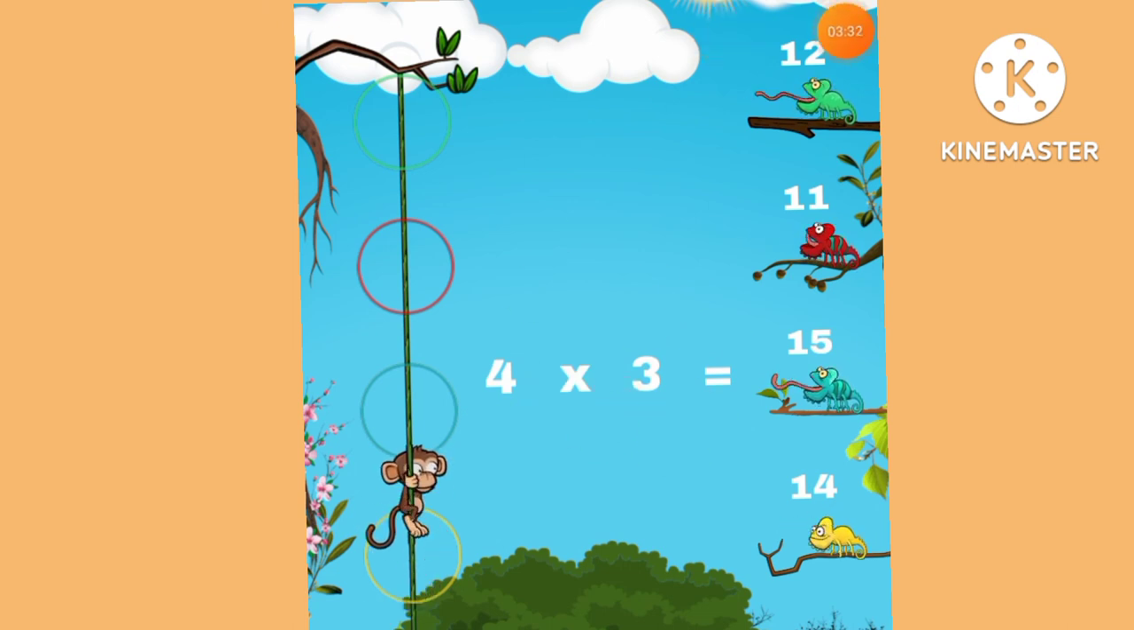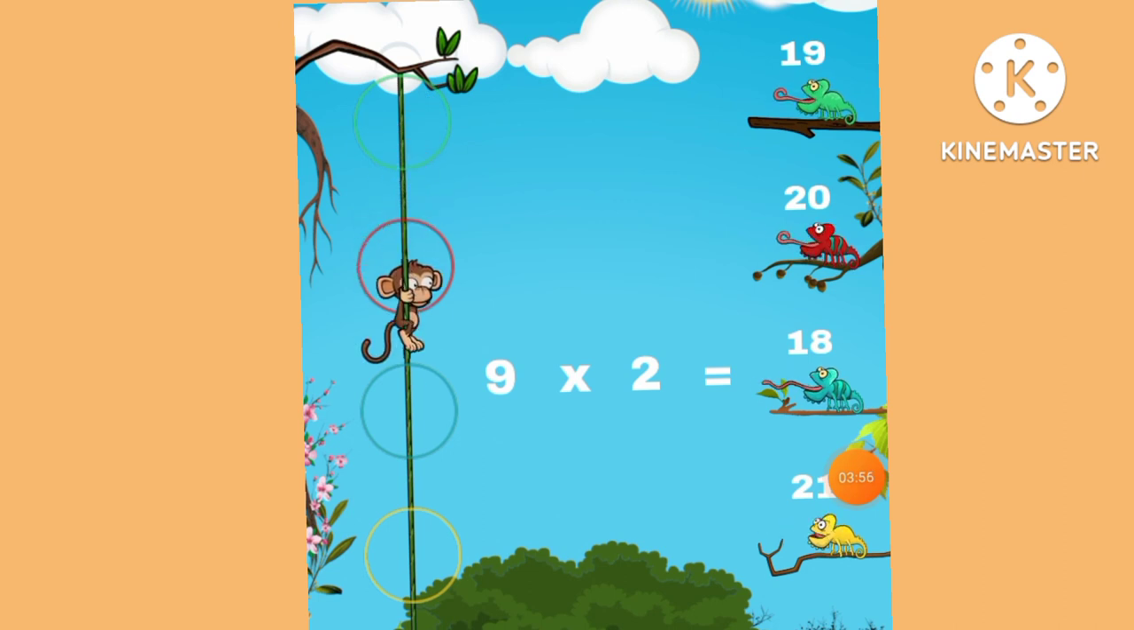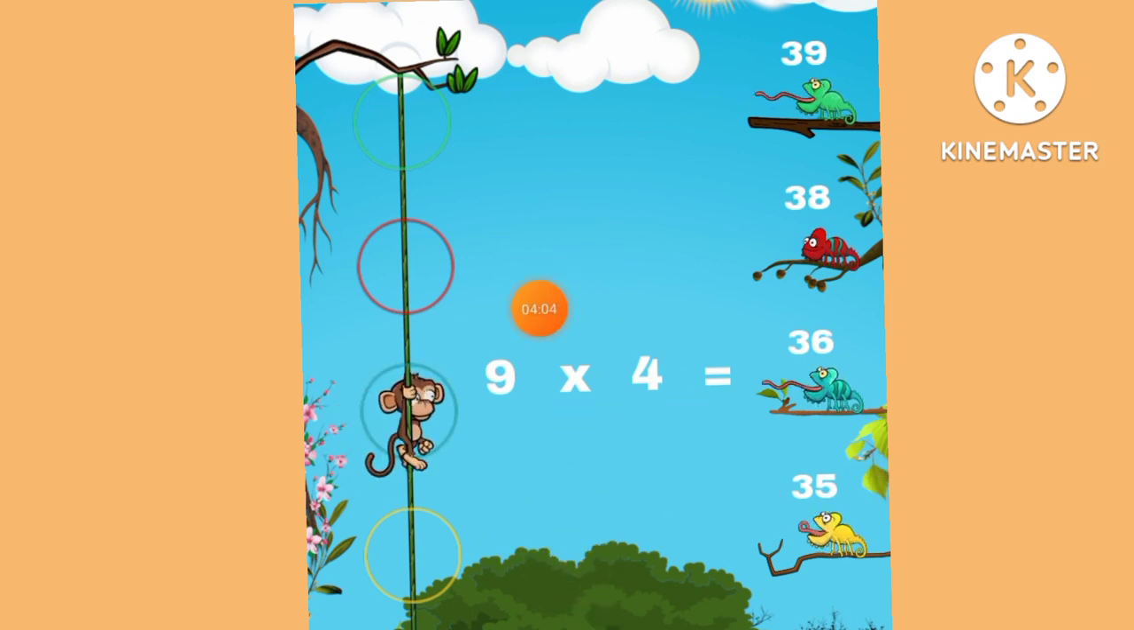So, bigyan ng banana si number 12. Ayan. Next question is 6 times 6 equals 36. So, bigyan ulit ng banana si 36. Ayan. So, 9 times 2 equals 18. So, bigyan ng banana si number 18. Ayan. Next question is 9 times 4 equals 38.